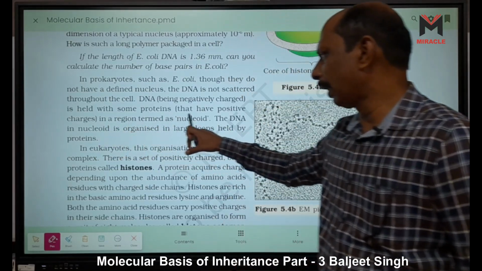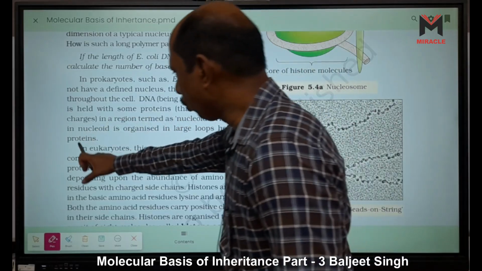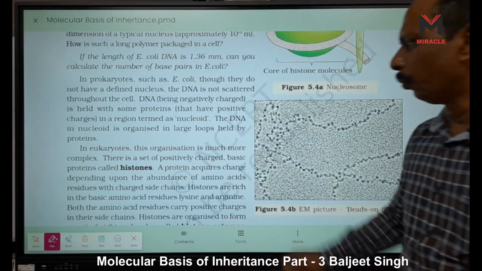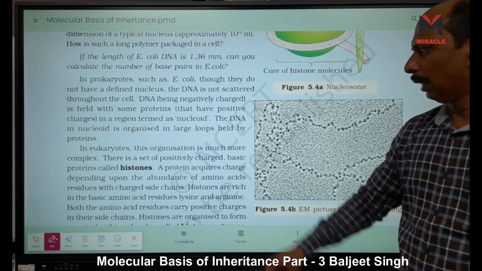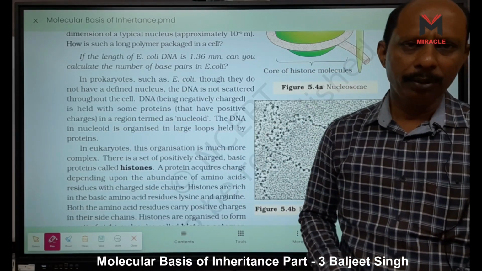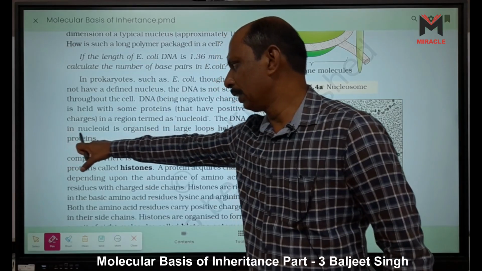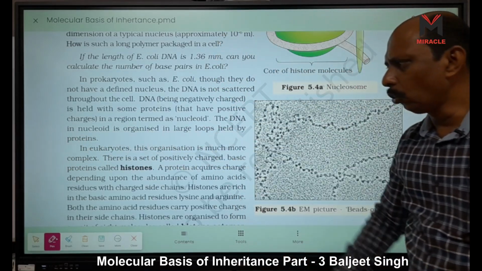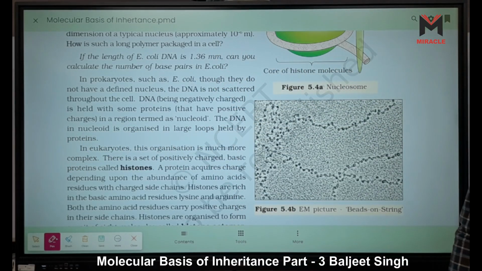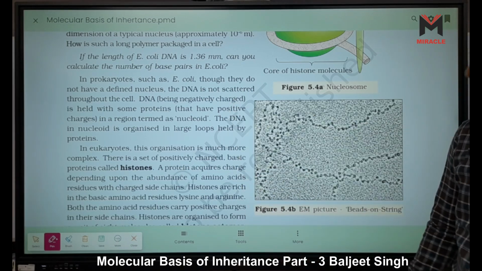This is in a region termed the nucleoid. The DNA in the nucleoid is organized in large loops held by proteins. DNA in the nucleoid means what? A false nucleus, because it has no membrane, right? No nuclear membrane. The nucleoid is organized in large loops which are held by proteins. Which proteins? Positive proteins. Okay.